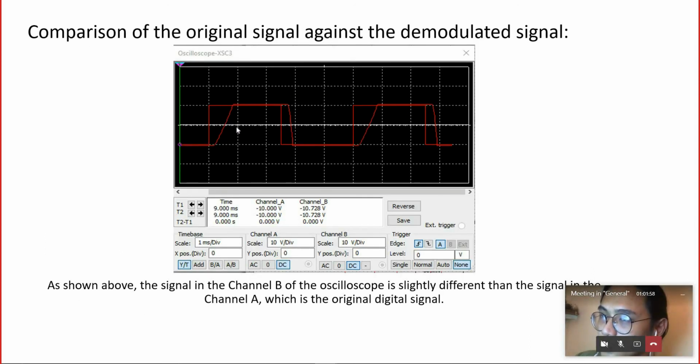So this is the comparison of the original signal against the demodulated signal. Here you can see that the moment that the binary signal becomes high, the demodulated signal doesn't immediately go high, but there is a ramp up time. But you can straighten this ramp up time by the use of the capacitor filter on the output side of the demodulated signal.